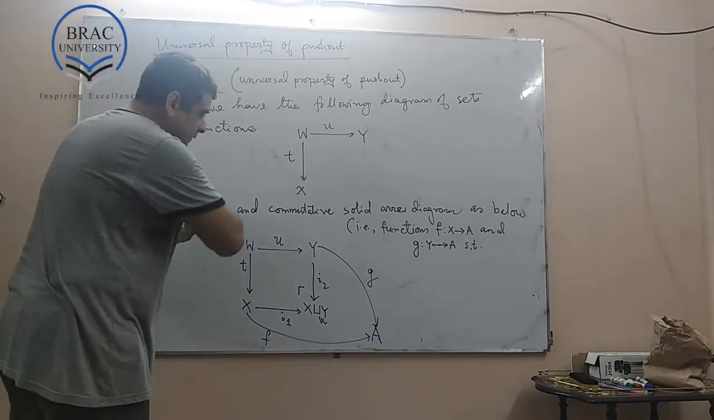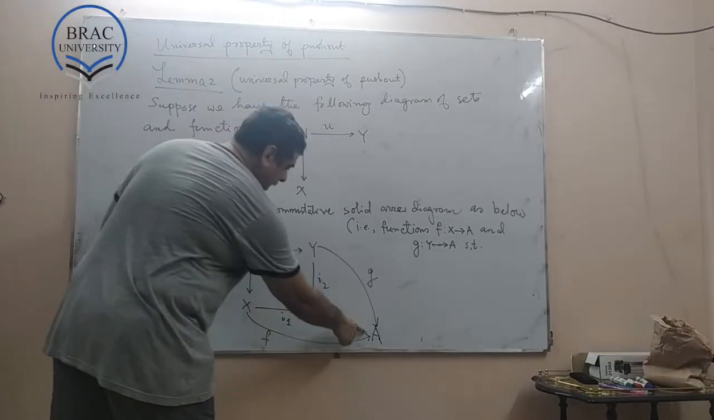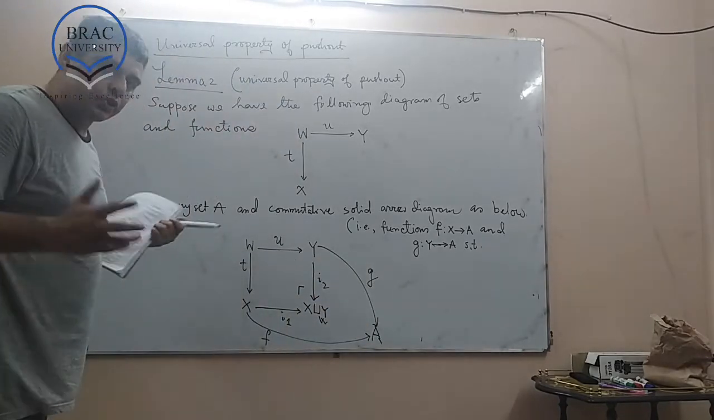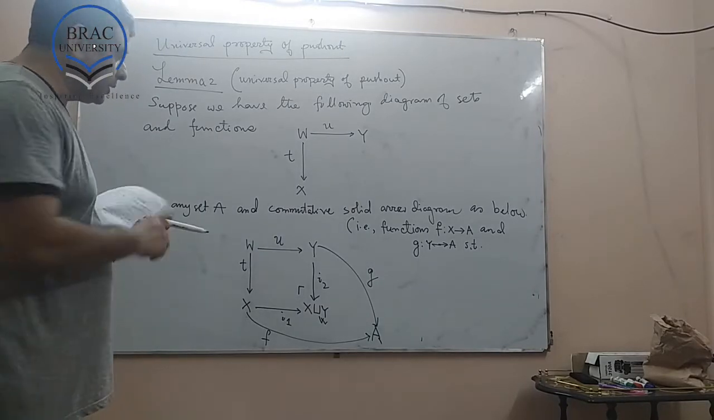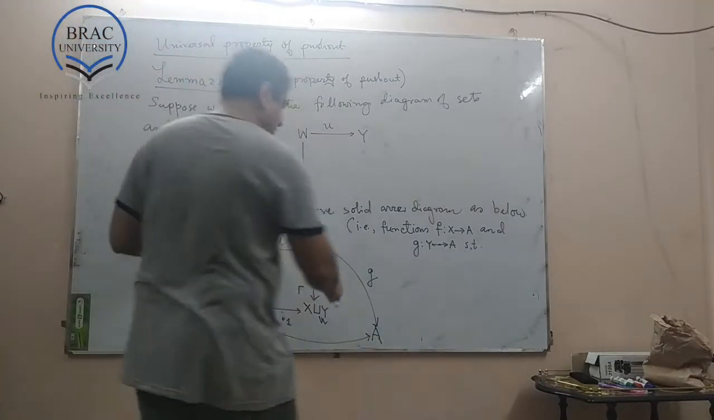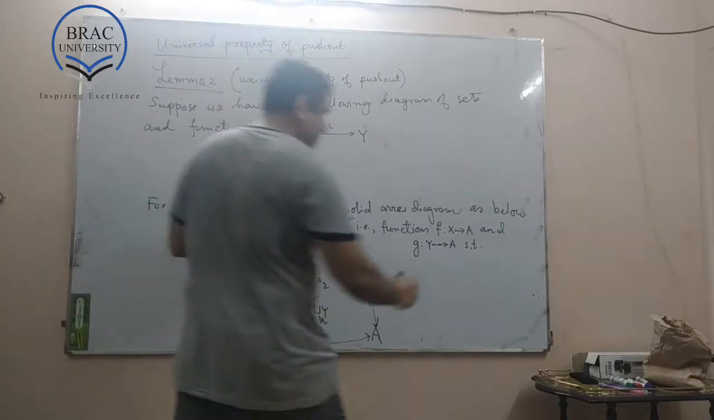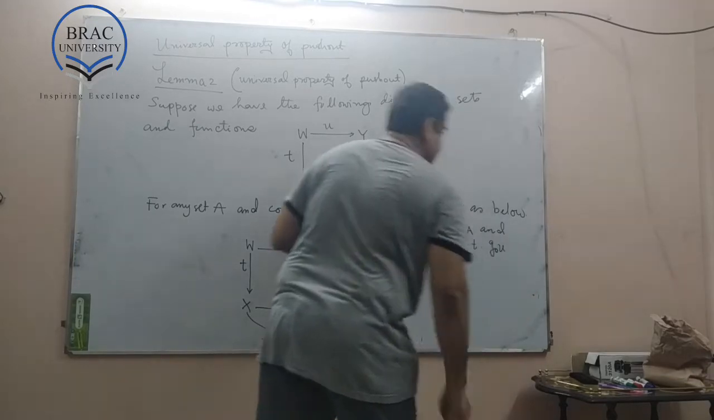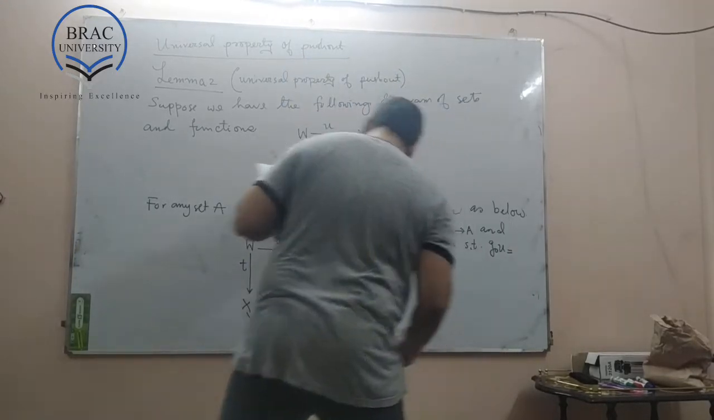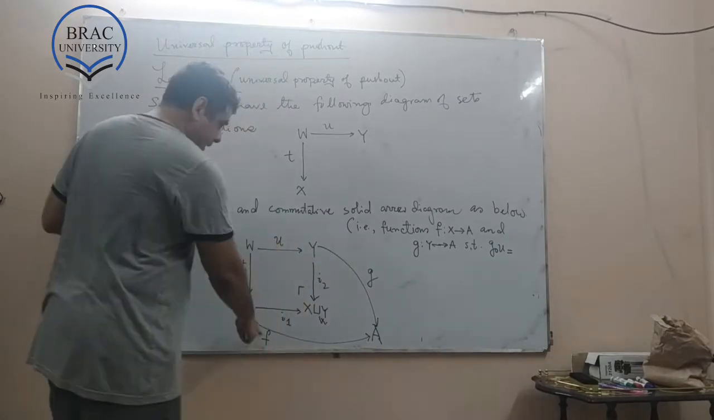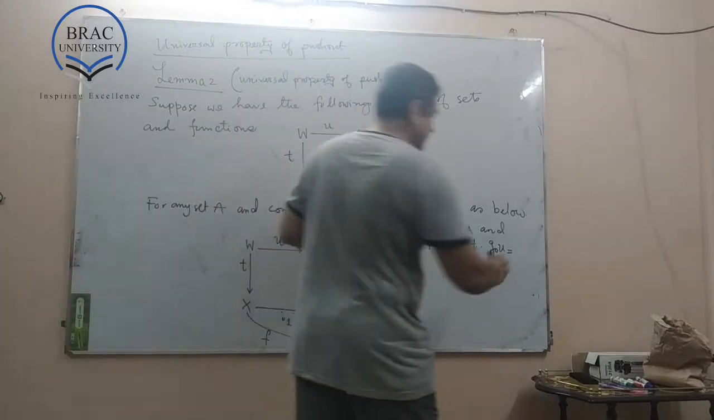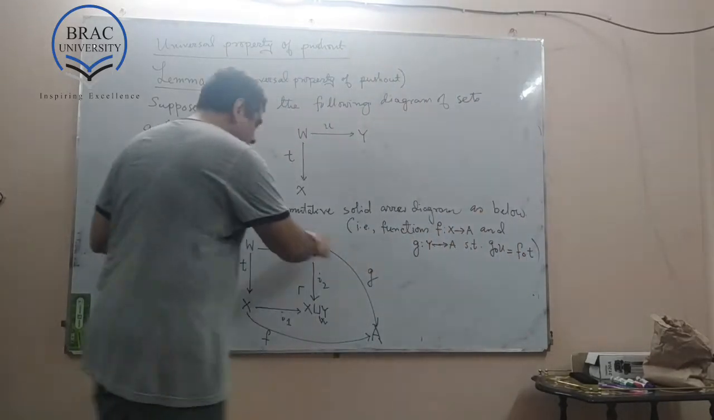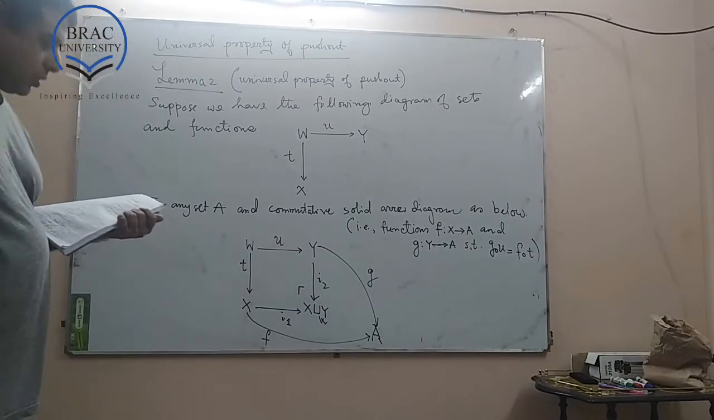you see that you can go from W to A via this path or this path. They should be the same. They should result in the same thing. Which means that G composed with U, I should put a circle here, G composed with U should be equal to F composed with T. This is the solid arrow diagram that we have here. Okay?